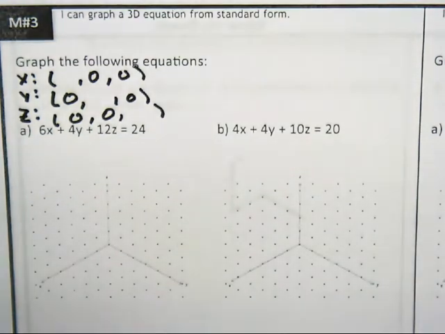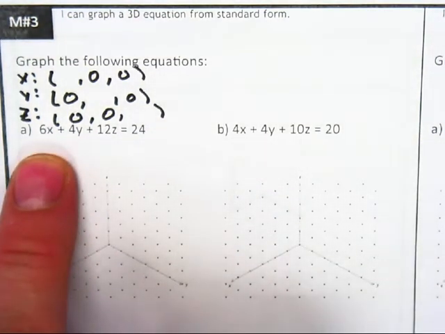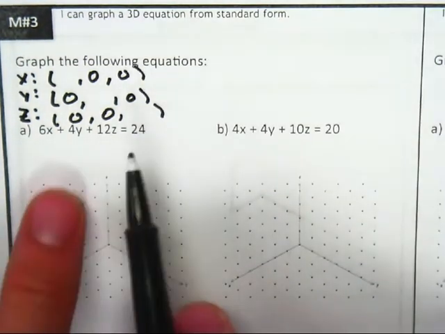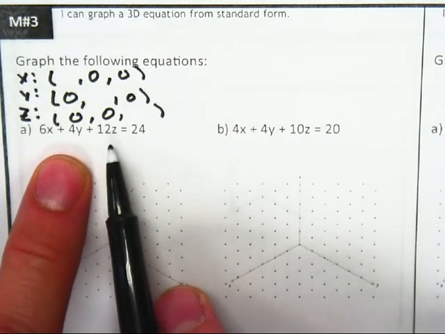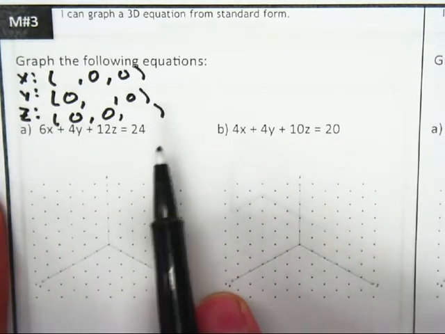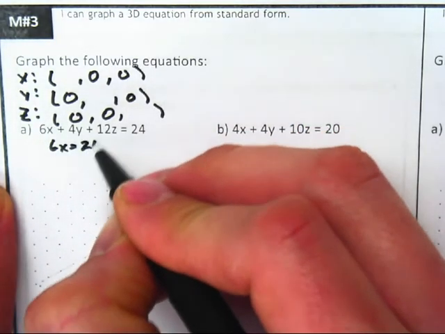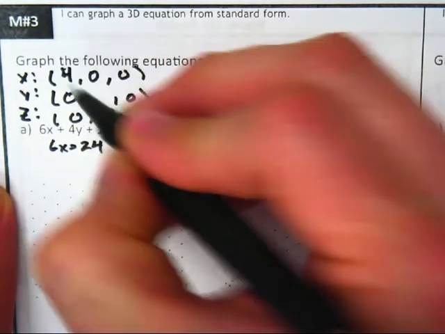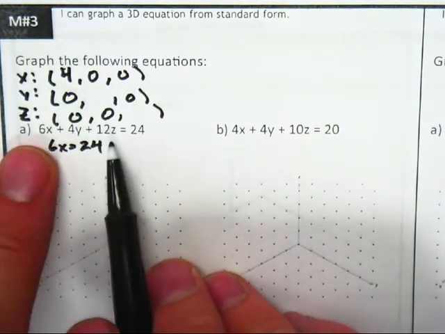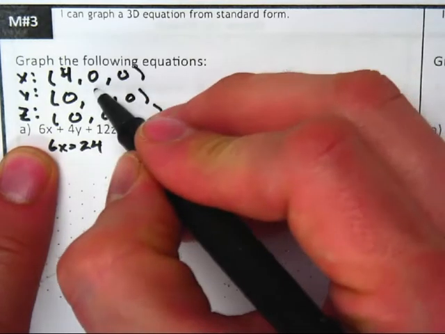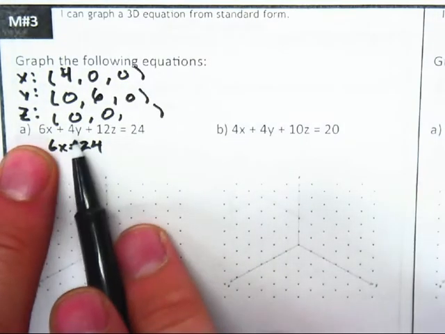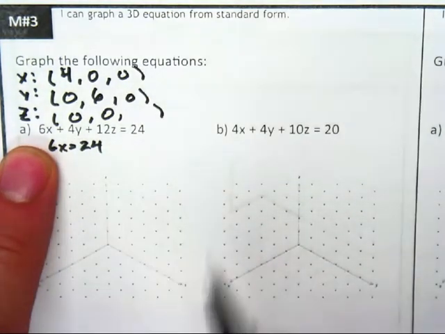So same idea here. To find your x-intercept, you put 0 in for both the y and the z. So 6x equals 24. So that will help you figure out what that is. 6x equals 24, so x equals 4. And you repeat for the others. Zeros go in here for your y-intercept. So 4y equals 24 or y equals 6. Zeros go in for x and y. 12z equals 24 or z equals 2.